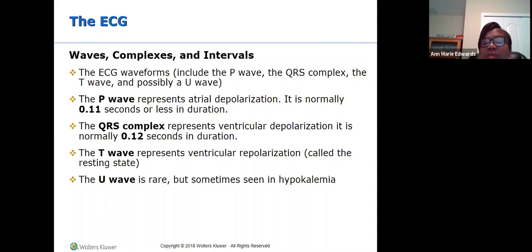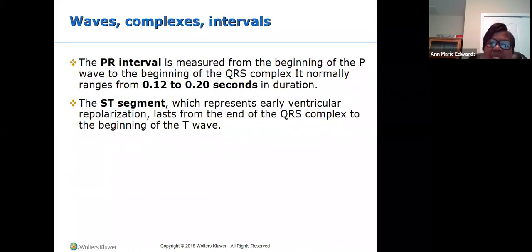The T wave represents repolarization of the ventricle. Remember we said that after depolarization, which is contraction, the heart has to rest, right? Or the ventricle has to rest. Repolarization leads to rest. The U wave is rare, but sometimes it is seen in hypokalemia. So those are your waves.